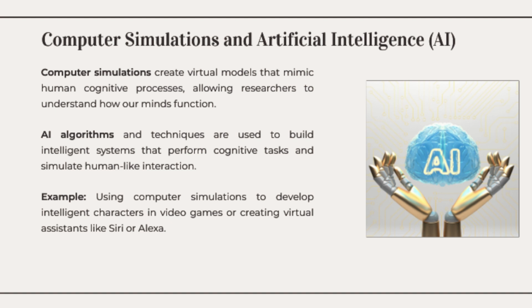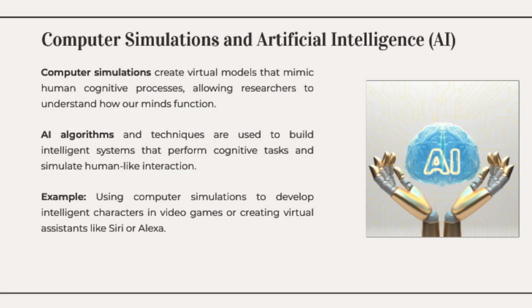Then comes the other research method, and that is computer simulations and artificial intelligence. As we know, computer simulations and artificial intelligence play a crucial role in the field of cognitive psychology, allowing researchers to gain insights into the workings of the human mind. These methods involve creating computer models or programs that mimic human cognitive processes, enabling us to understand how our minds function and how intelligent behavior can be replicated.